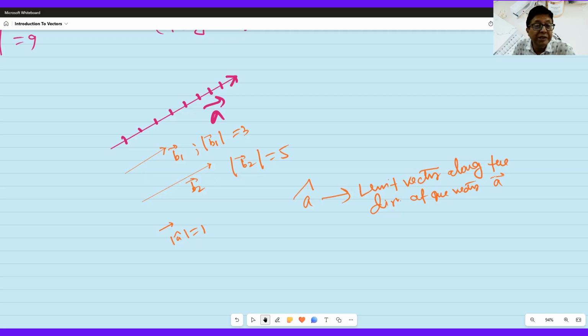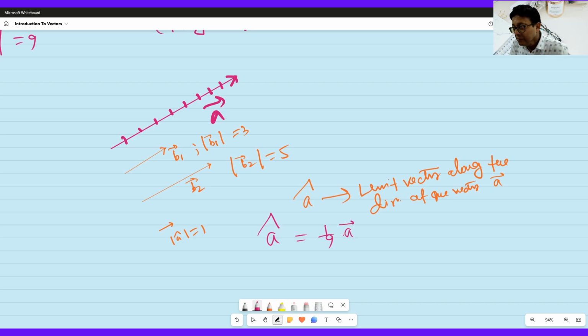So how have I written that? Just for this example, one can say that this A cap vector is going to be 1 by 9th that of vector A, isn't it? 1 by 9th, because it was 9 units and this is 1 unit. Or you can write this thing like A divided by mod A. So this is actually our definition of unit vector.